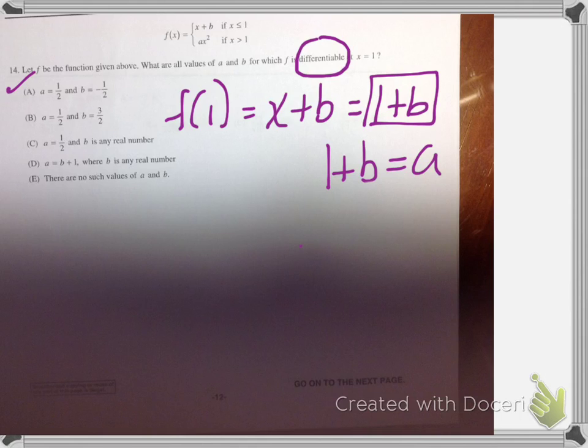Okay, let's look at choice B. If A is 1/2 and B is 3/2, is this true? No, so that means the answer can't possibly be B. Okay, let's go to C. If A is 1/2 and B is any real number, so let's say 5, is that true? No, so C is out.